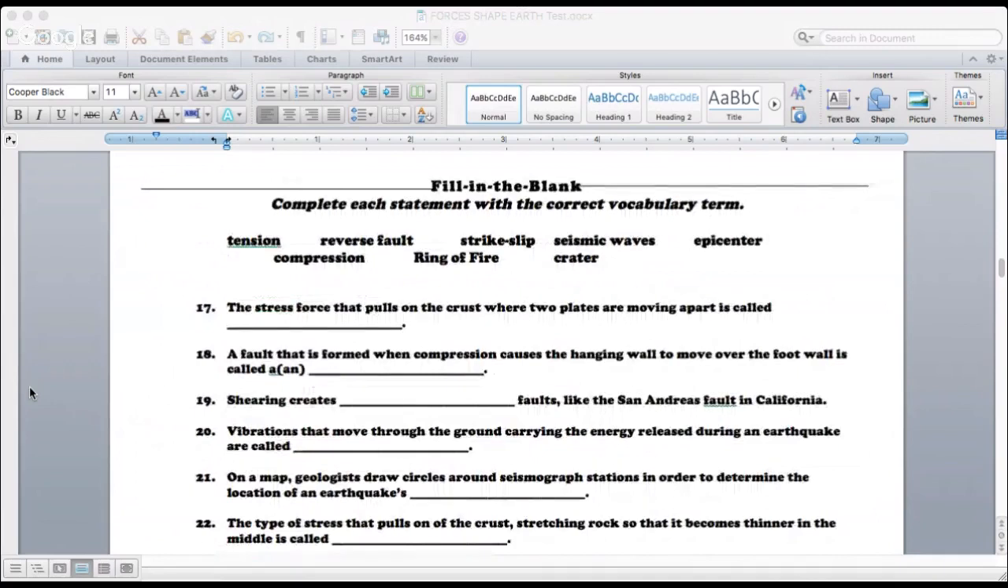Fill in the blank. Complete each statement with the correct vocabulary term. Tension, reverse fault, strike slip, seismic waves, epicenter, compression, ring of fire, crater.